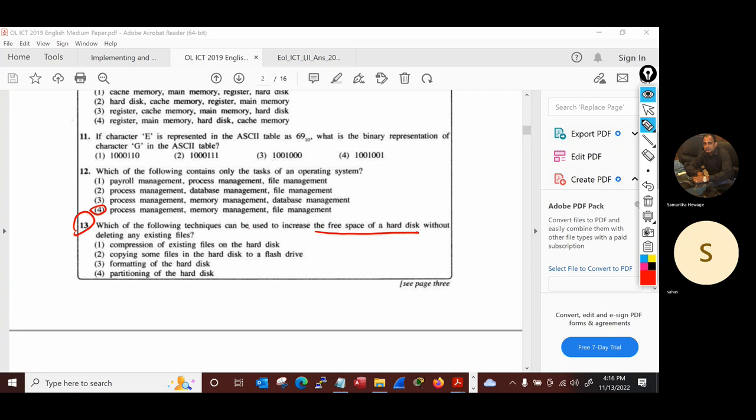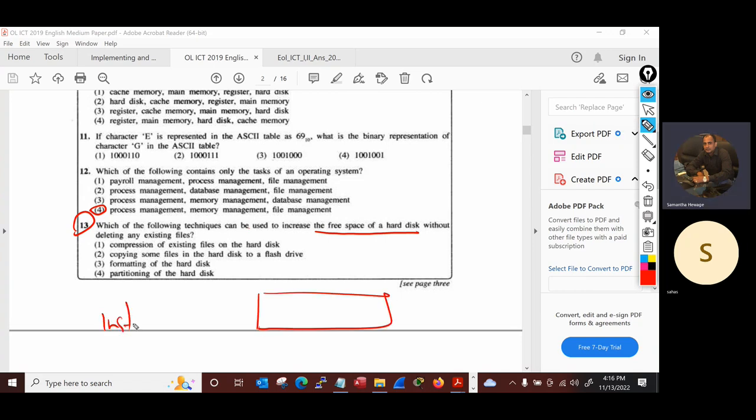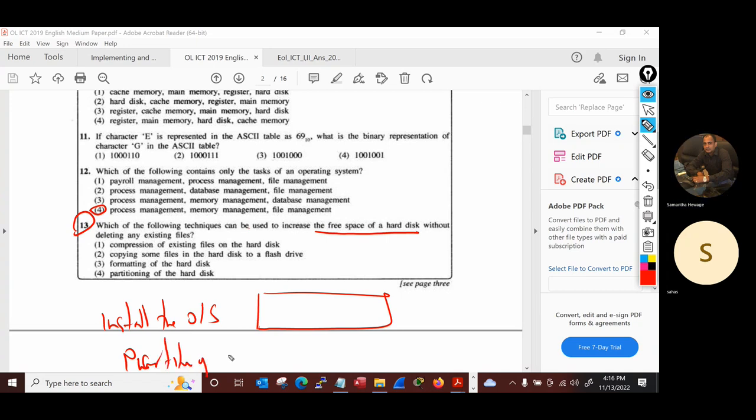Compression of existing files on the hard disk. The first one is partitioning the hard disk. No, partitioning means when you install the operating system for the very first time, you should partition your hard disk, like C drive, D drive, E drive, and allocate some storage. By using that, you are not getting any free space. Then, when you are formatting the hard disk, all the data will be lost. They are saying that without deleting the existing files, you can't delete the current files. So this won't be the answer. If you format the hard disk, all the data will be lost, so that is not the correct answer as well.